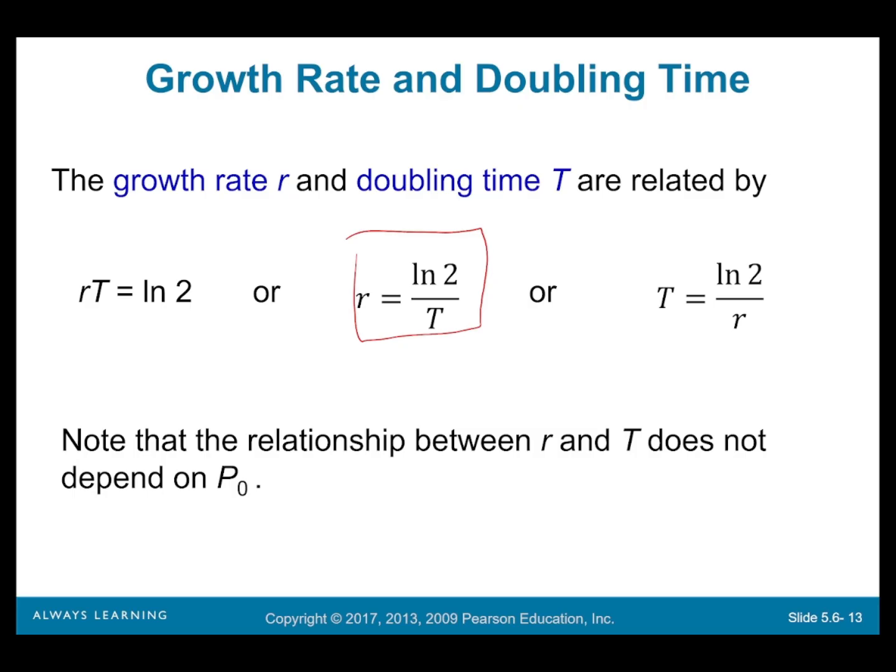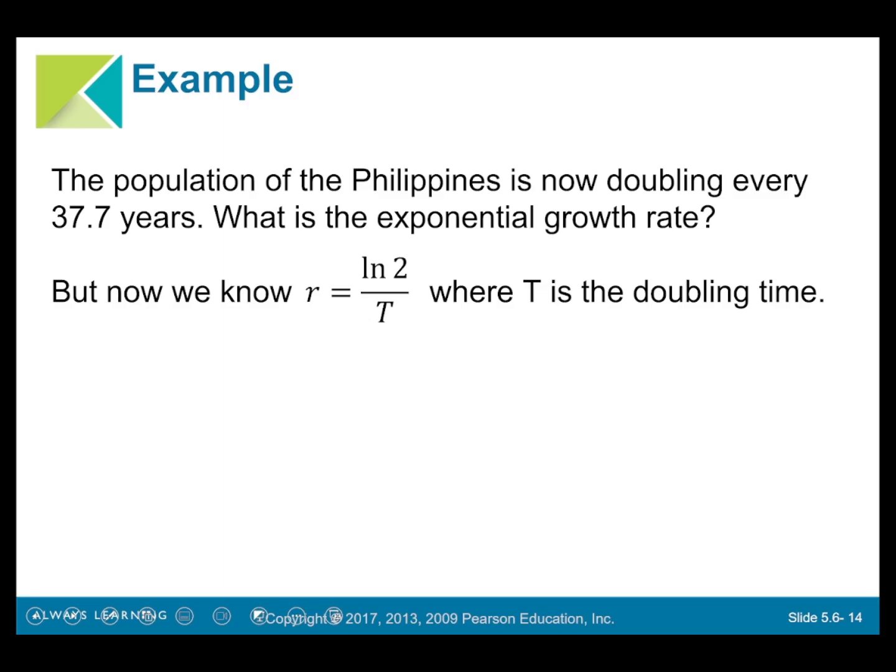So the relationship between our growth rate r and our doubling time t does not depend on that initial population. And we saw that in that previous example. The initial population immediately canceled away. So if we tried that problem again, but now we have that equation, it becomes really simple. So if we know that the population of the Philippines doubles every 37.7 years, that's our t value. T equals 37.7. So we immediately jump to r being the natural log of 2 over 37.7, which is exactly where our work led us last time, but now we can just rely on this equation here.